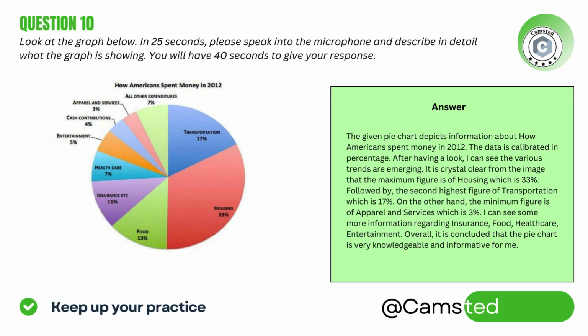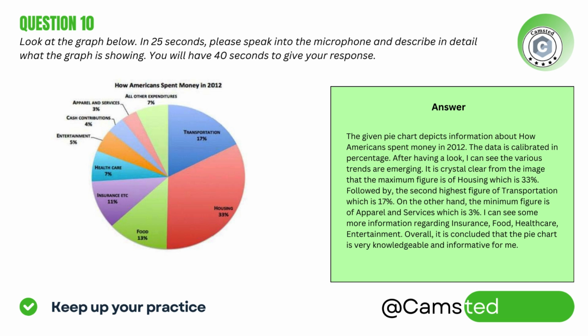The given pie chart depicts information about how Americans spent money in 2012. The data is calibrated in percentage. After having a look, I can see the various trends are emerging. It is crystal clear from the image that the maximum figure is of housing, which is 33%.